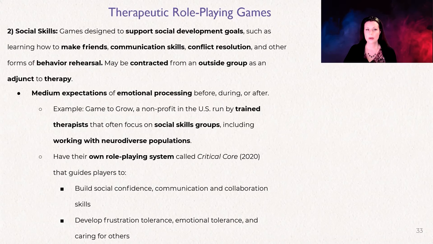So Game to Grow have developed their own role-playing game. It's a system called Critical Core. And according to their website, it guides players to build social confidence, build communication and collaboration skills, develop frustration tolerance and emotional tolerance, and also learn to care for others. So some of these things are quite practical, and other things are maybe more on the emotional end of things, but all of these things can be accessed through role-playing games.